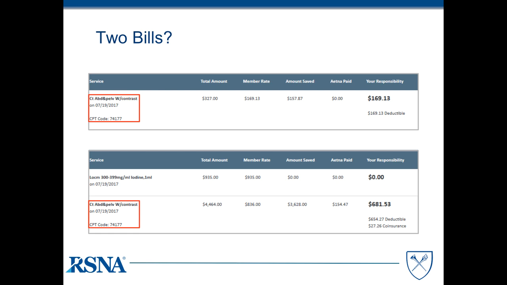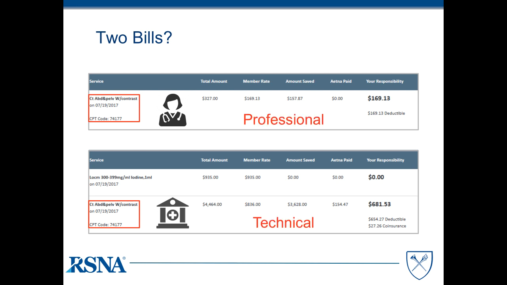And if you look at these, you can see where she was coming from when she asked me why she got 2 bills for exactly the same thing, a contrast-enhanced CT scan of the abdomen and pelvis with exactly the same CPT code on exactly the same day of service. And the answer is that there were 2 entities providing her 2 very different but nonetheless related services, and they each billed separately. One was for her radiologist, and you see the summary of her bill up top. And the other was for the hospital, and you see the summary of that bill on the bottom. The first is the professional fee, and the second is the technical fee.